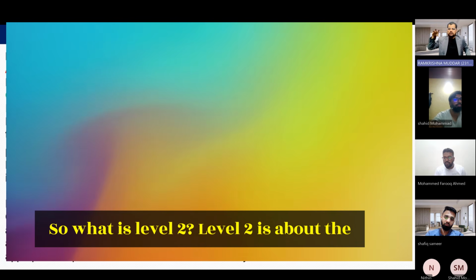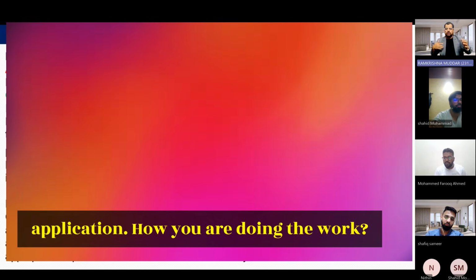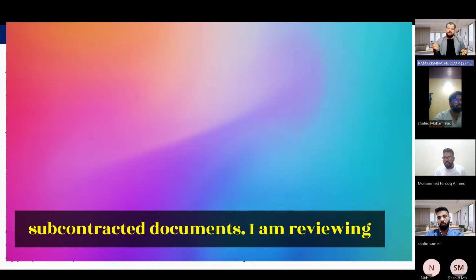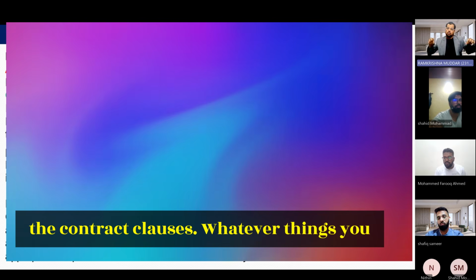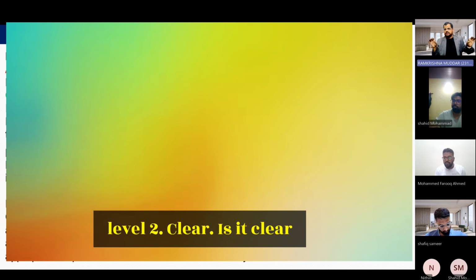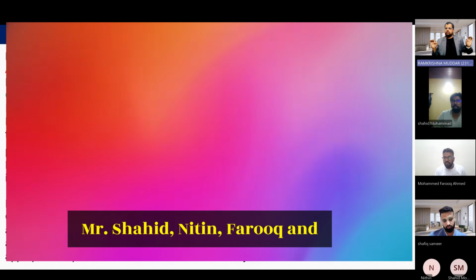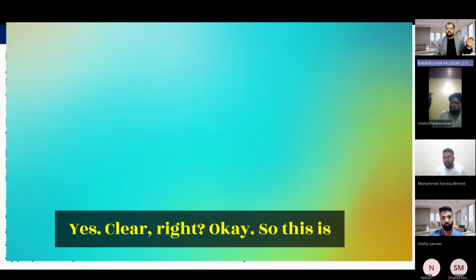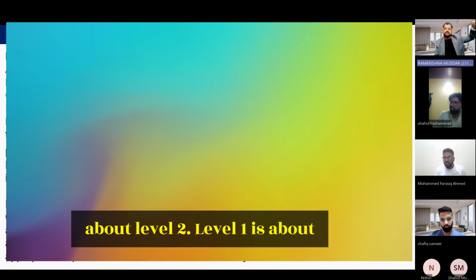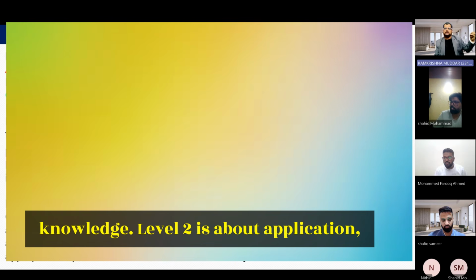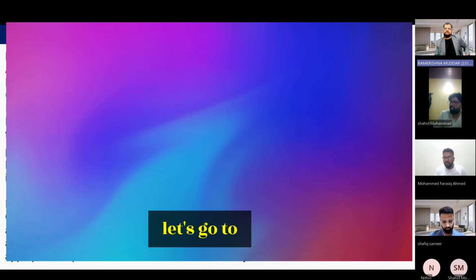Clear? So what is level 2? Level 2 is about the application, how you are doing the work. I am reviewing the things, I am preparing payment applications, I am reviewing subcontractor documents, I am reviewing the contract clauses. Whatever things you are doing, you need to write it in level 2. Clear? Is it clear, Mr. Shahid, Nitin, Farooq and Shafiq? Yes, sir. Okay. So this is about level 2. Level 1 is about gaining the knowledge, how you have gained the knowledge. Level 2 is about application, how you have applied the knowledge. Clear?